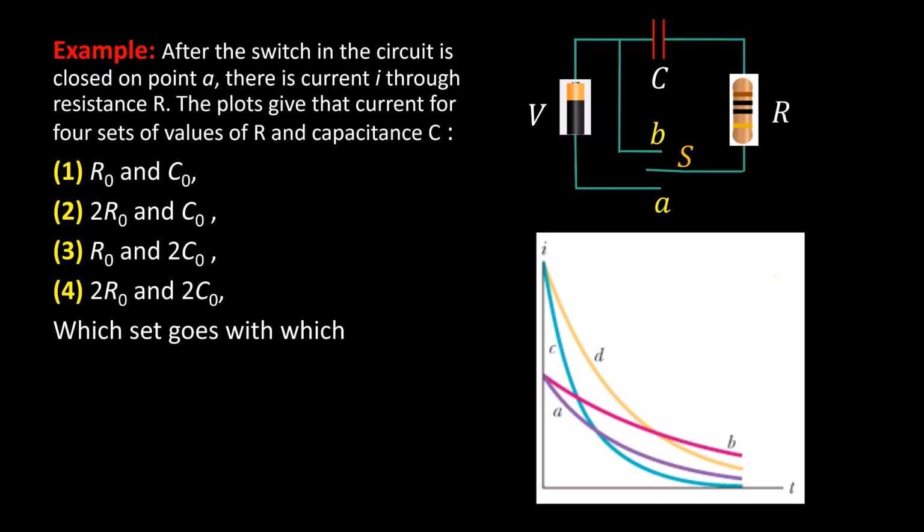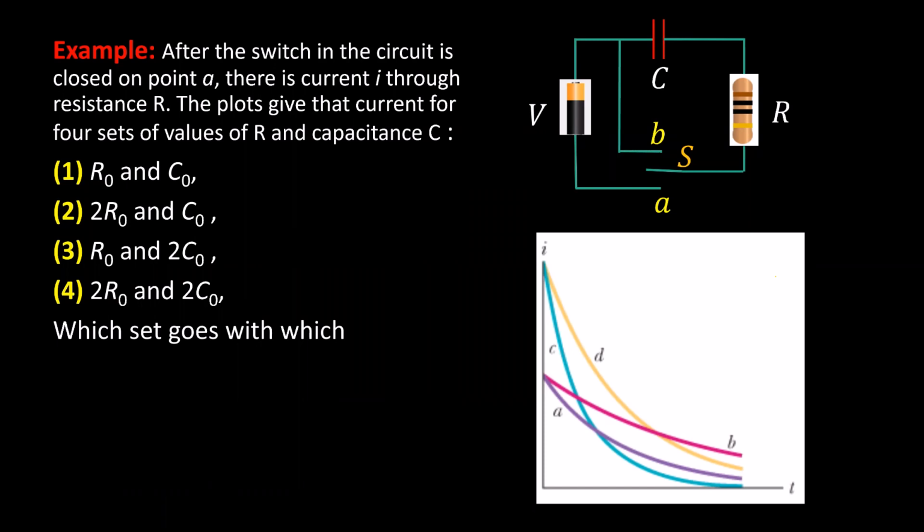Would 3 be D for the same reason? 3 is D, you said? Yes, that's correct. 3 is D because it has this larger current, but it has also a larger time constant. So 3 is D, yes.